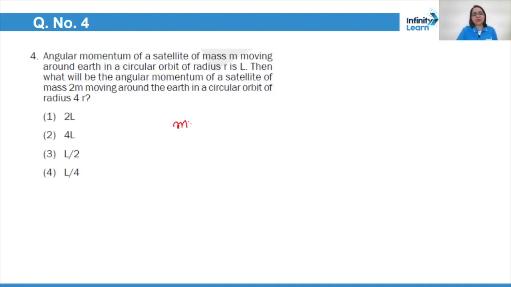So angular momentum is mvr, where v is the orbital velocity of the satellite. So it will be m under root GM divided by r into r. So it will be m under root GMr, where capital M is the mass of the planet and r is the orbital radius.